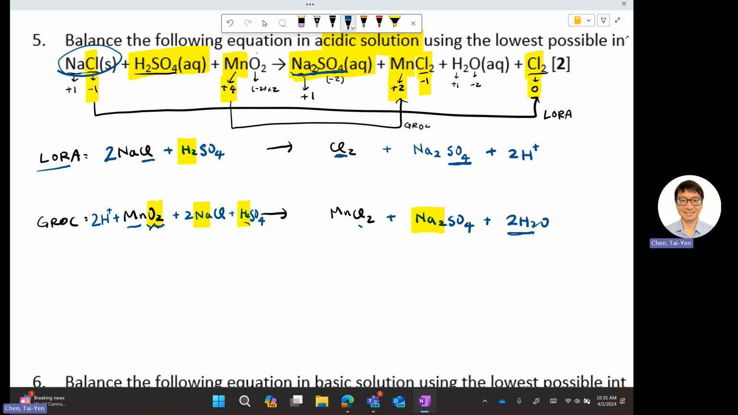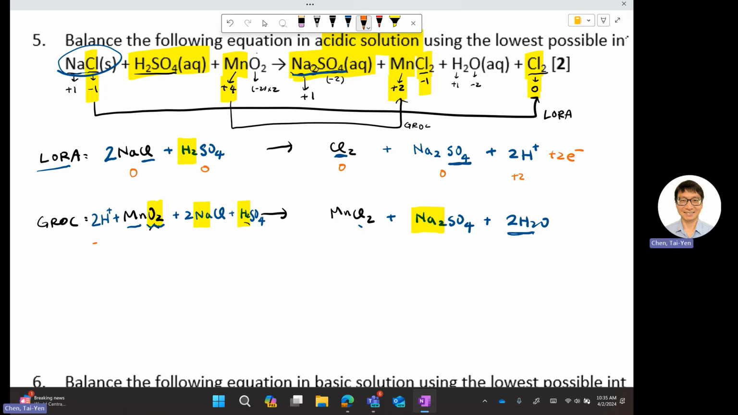The next thing will be to balance the charge of your LoRa and G-rock. If you look at this, this is neutral, that is neutral, this is neutral, this is neutral, and this is actually +2. Therefore, we know we need to add in 2 electrons to balance it on both sides, so there will be no net charge.